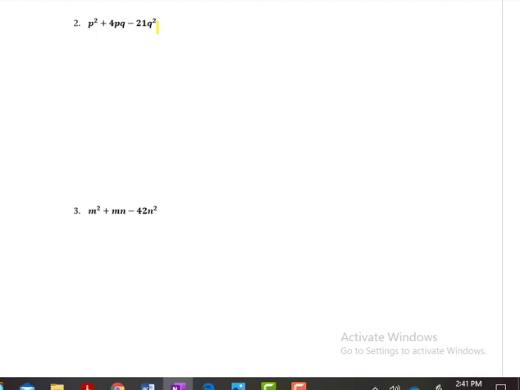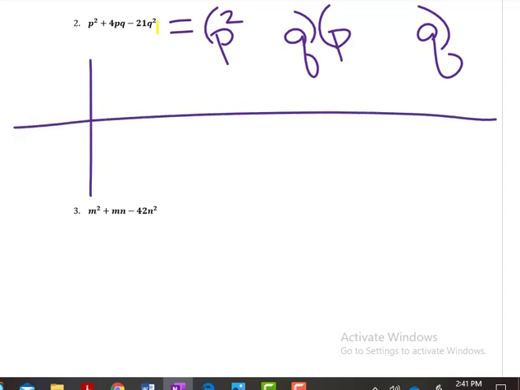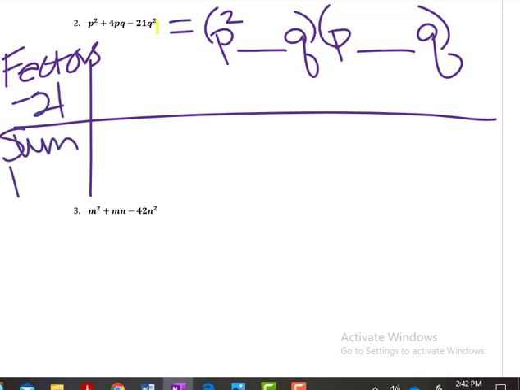So what I'm going to do to help me with this, because the 2 variables can seem kind of confusing, is make my answer area. Since the first term is a p squared, I know there's going to be a p in each of the first terms. The last term has a q squared, so I know there's going to be a q in each of the last terms. So now I'm just going to work with the coefficients to decide what goes in the middle of each. I'm going to look at the factors of -21, my c, that sum to +4, my b.